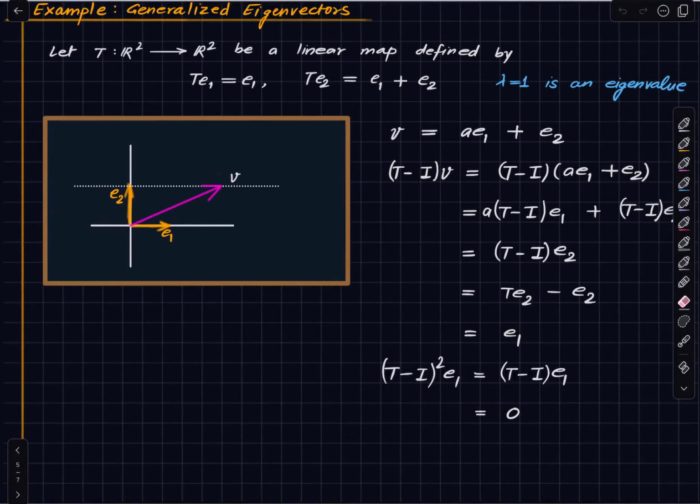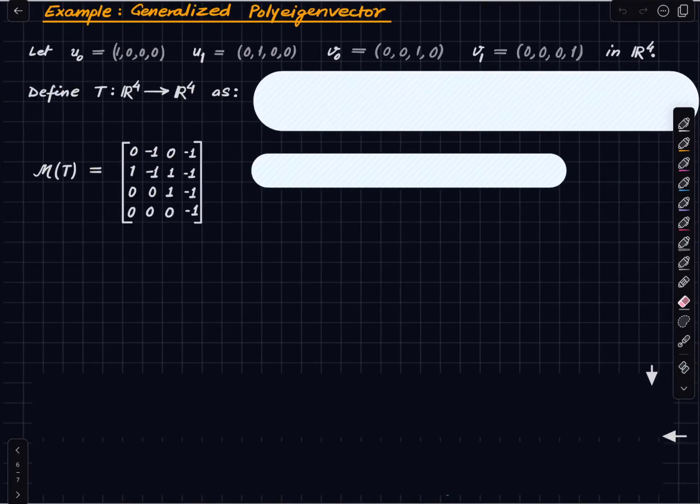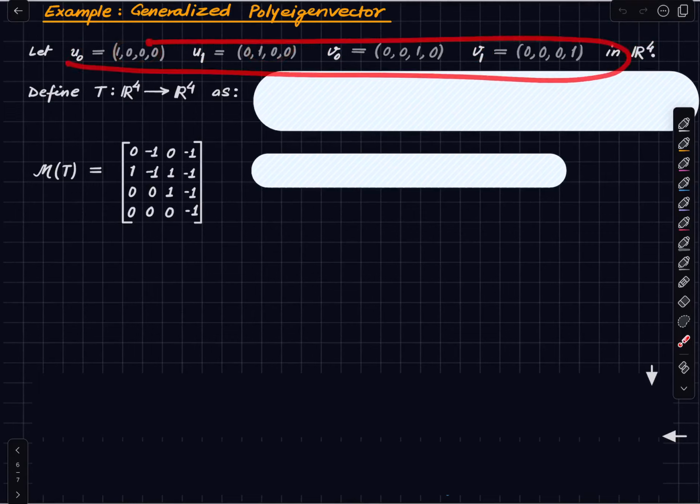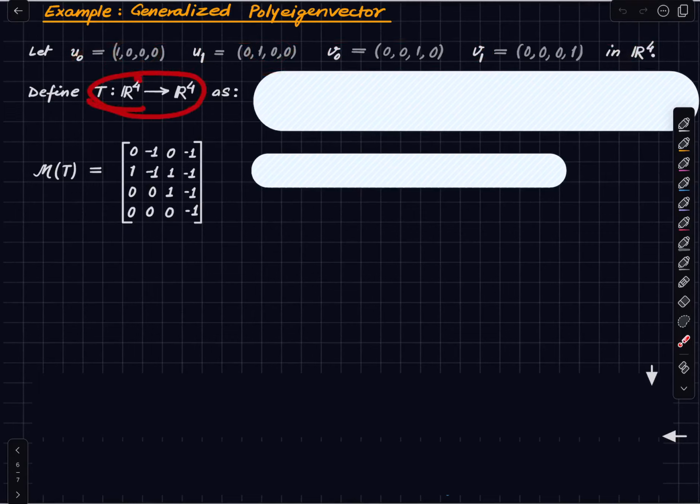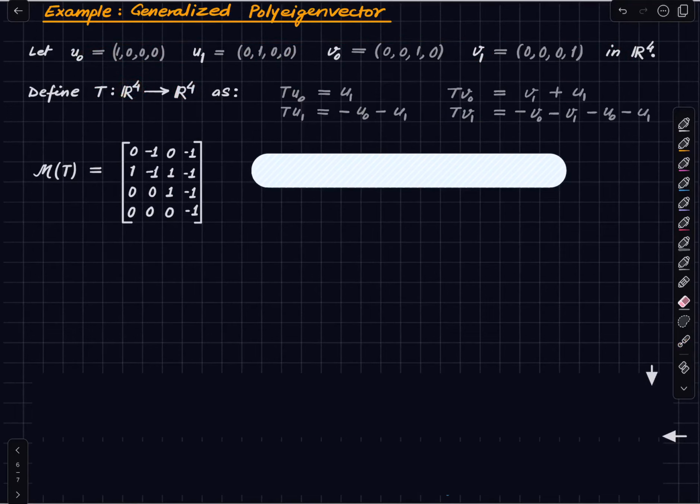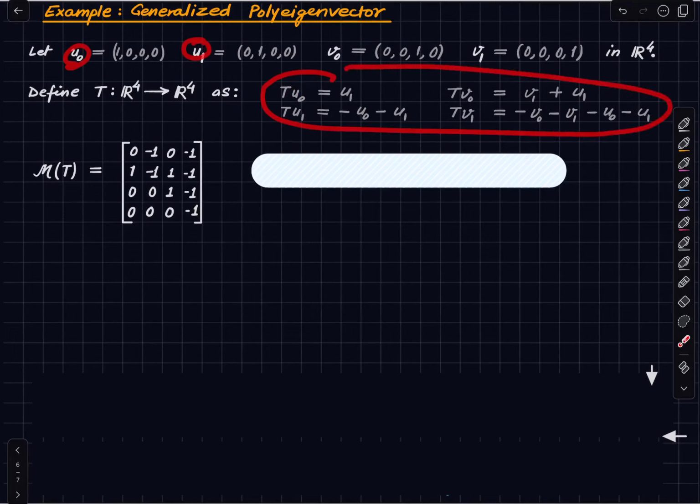Okay, so now let us see a genuine example of generalized polyeigenvectors. What we have here is the standard basis of R4. We have named it a little differently than we usually do. We use E1 for this, E2 for that, and so on, but I have named it a little differently. And define a linear endomorphism on R4 via these equations. To define a linear map, we just need to prescribe what it does on the basis elements. And the basis we have chosen is the standard basis. This is how we define the linear map.